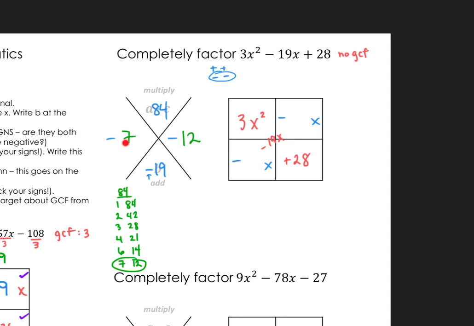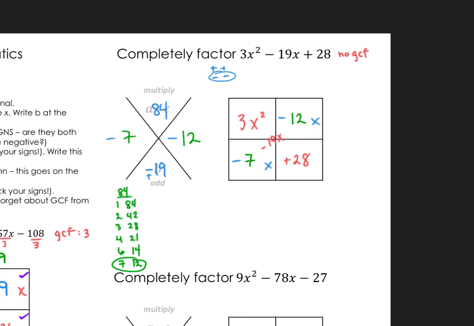Once we have our numbers here, we should just double check. Negative 7 times negative 12 is positive 84. Negative 7 plus negative 12 is negative 19. So now we know we have our two factor pairs. So this is going to be negative 7, negative 12, and it actually doesn't matter which one goes where since the signs are both the same.